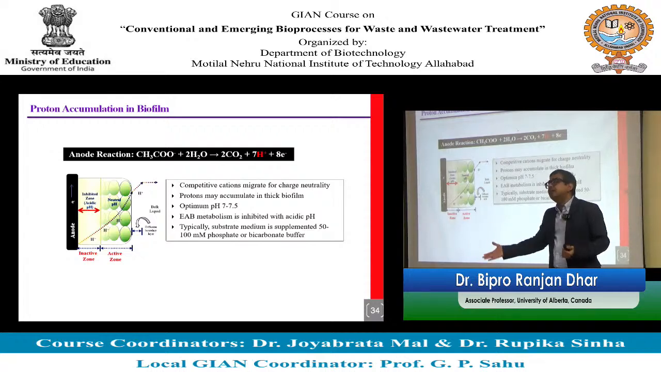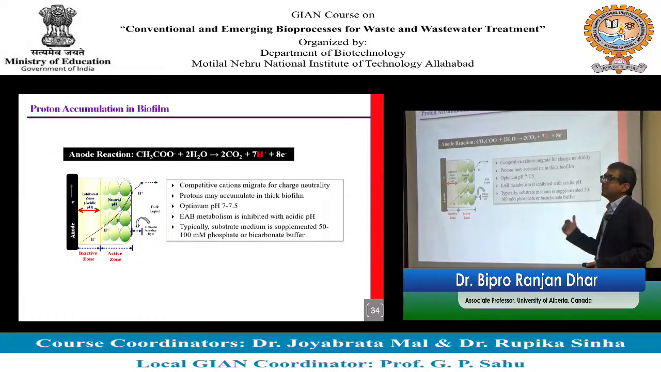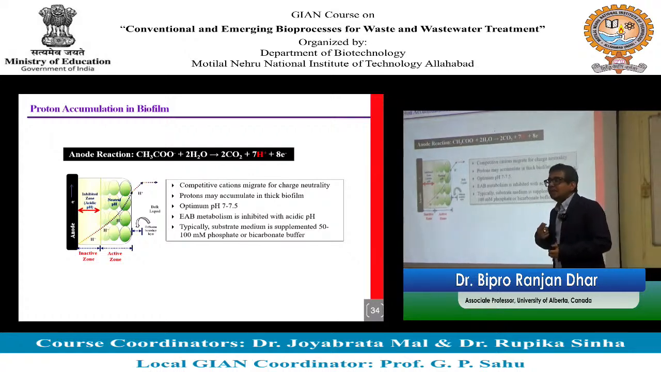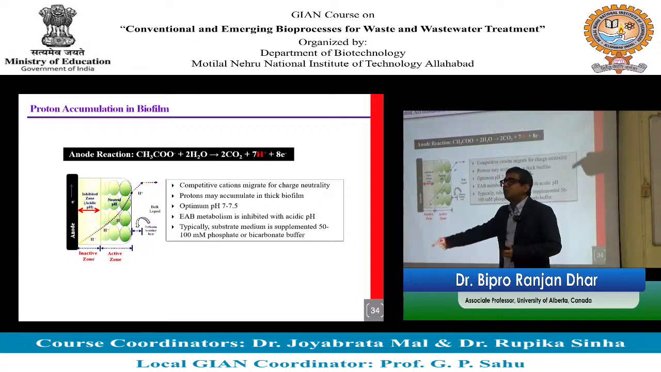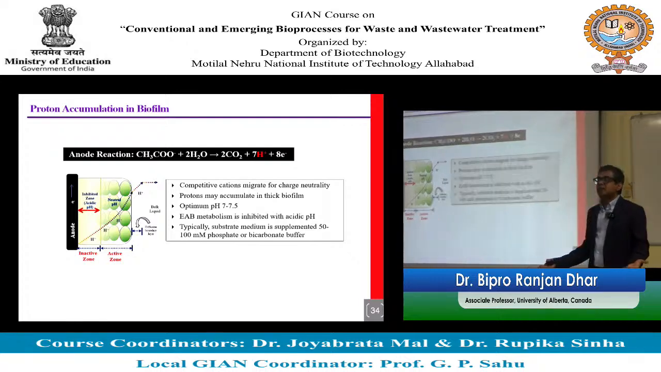But in reality that may not happen, okay. That may not happen because the proton concentration gradient is also important. For some other cations, the concentration might be high, and instead of protons, those other cations may actually move from anode to cathode to maintain charge neutrality. So not necessarily it has to be proton. Yes, we expect that the ideal case is going to be proton, but in reality that may not be the case.